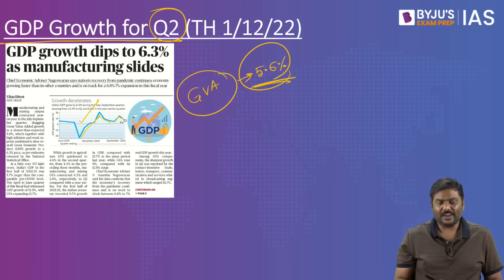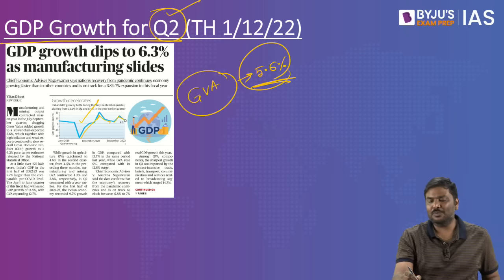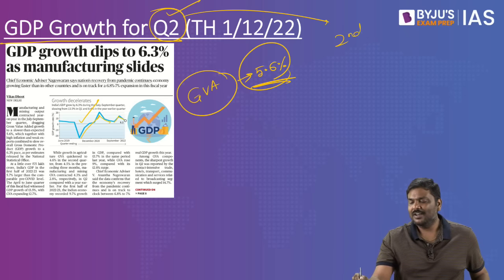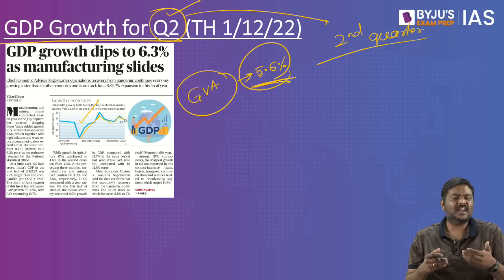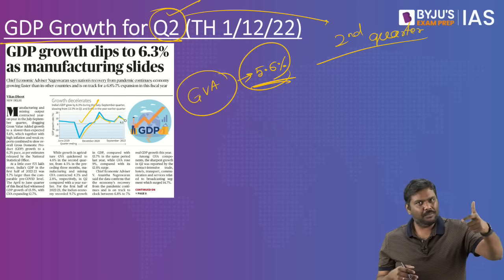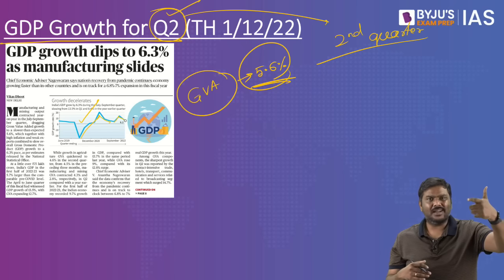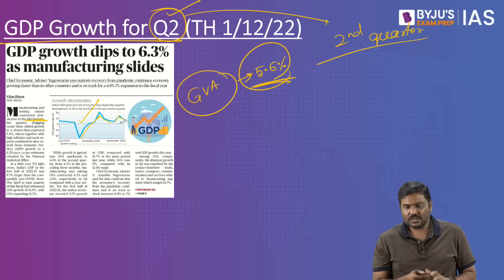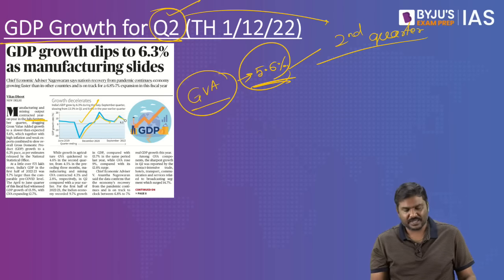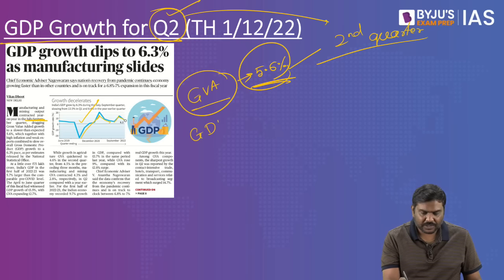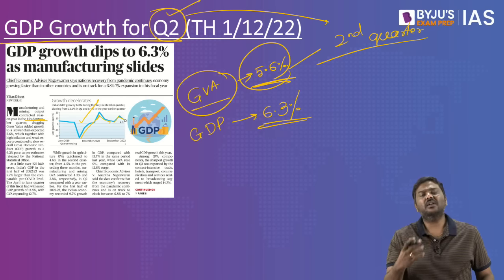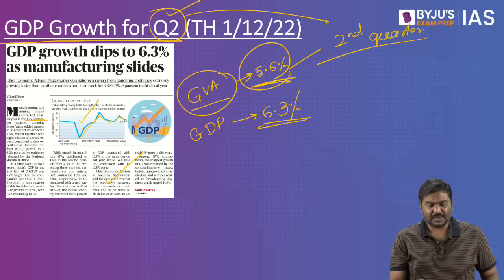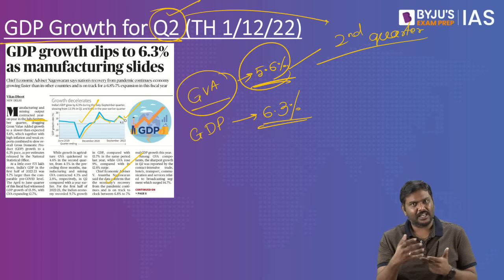I've written Q2 here. Q2 basically stands for second quarter. Don't ask what this Q2 is, sir. It is the second quarter. The first quarter will obviously be April, May, June, and the second quarter July, August to September. And you can see the data here, July to September. So the gross value addition has grown at 5.6% and the GDP growth rate for the second quarter is 6.3%. The government of India says this represents a recovery that is continuing.